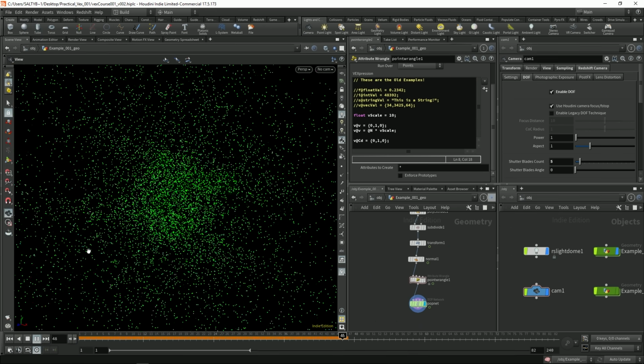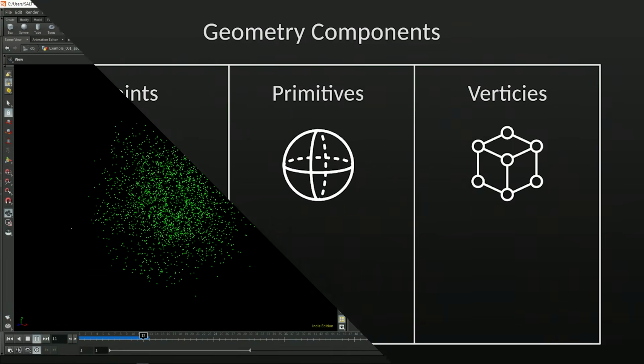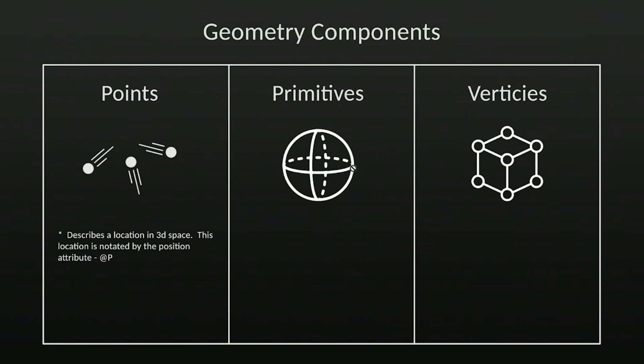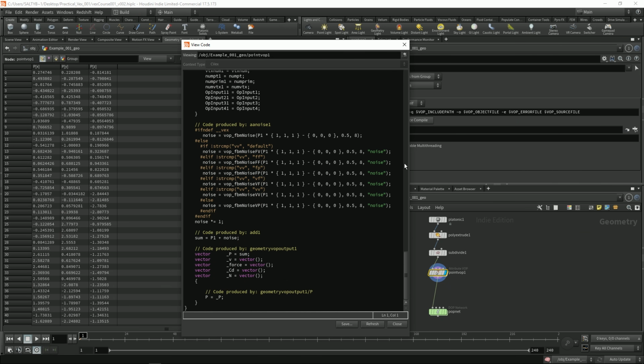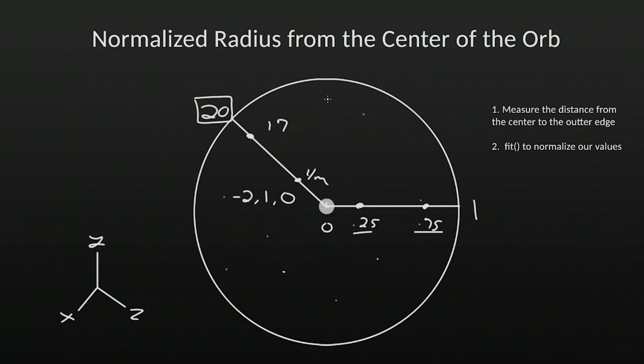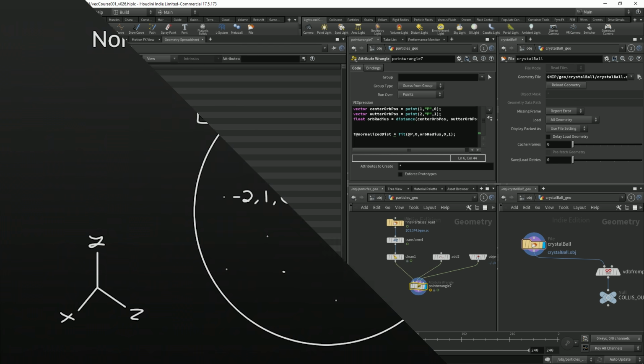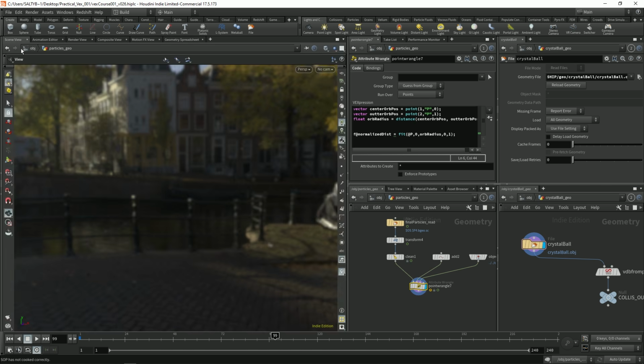The lessons are divided up into 3 sections that explore theory, application, and practice. During the theory chapter, you'll get a big picture understanding of Vex and how it relates to what we do in Houdini. The application chapter is all about demonstrating how these concepts are used during a production scenario.